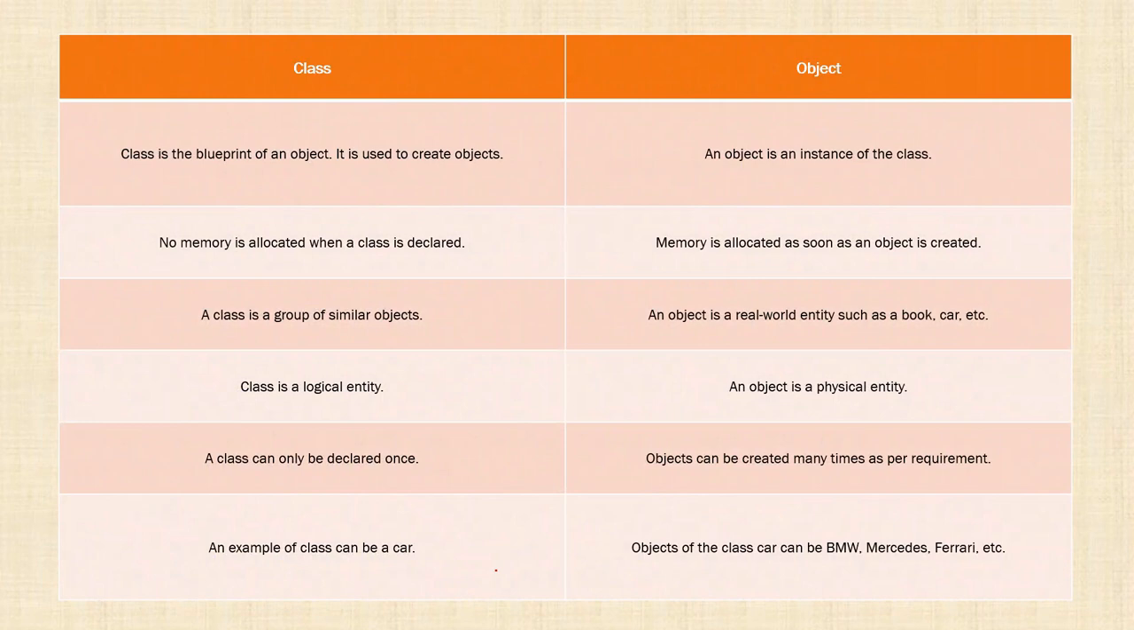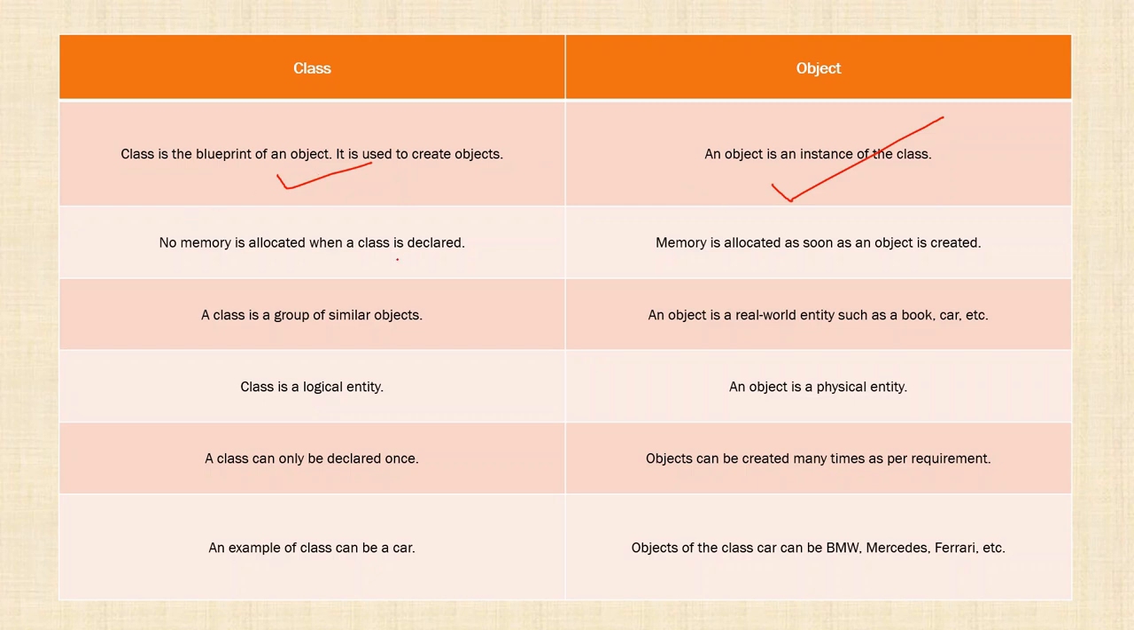Now the difference between class and object. At last we'll discuss what the difference between class and object is. A class is a blueprint of an object, and it is used to create objects. An object is an instance of a class.